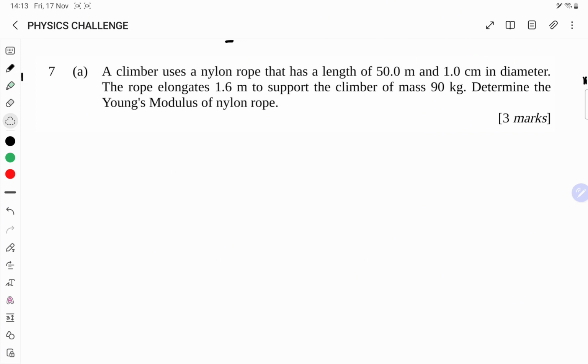Okay, so 7a. A climber uses a nylon rope that has a length of 50 meter and 1 cm in diameter. The rope elongates 1.6 meter to support the climber of mass 90 kg. Determine the Young's modulus of nylon rope.